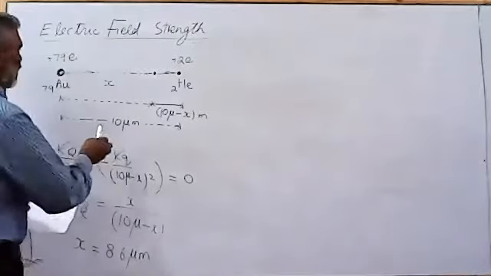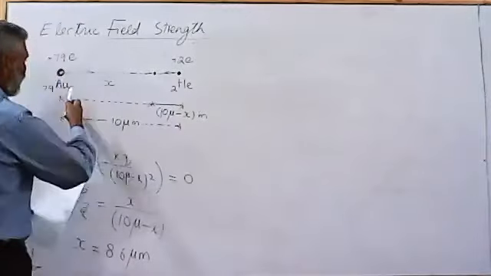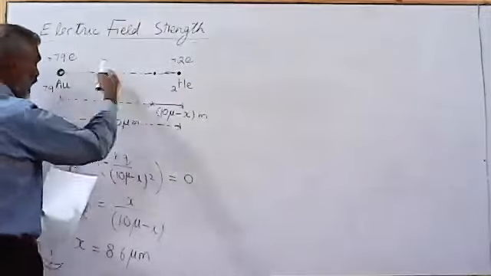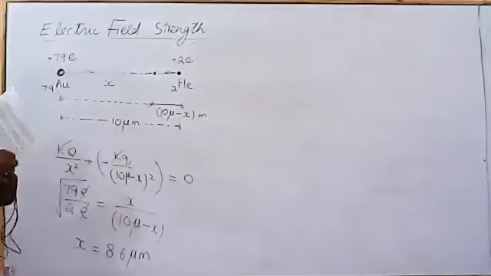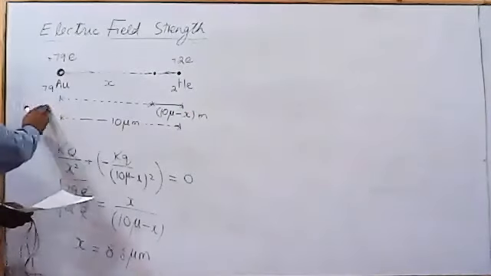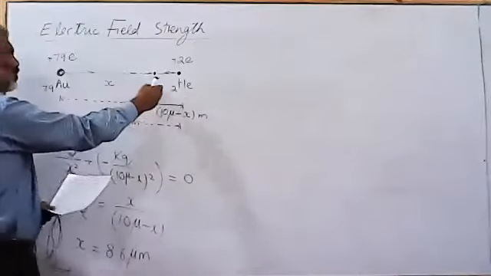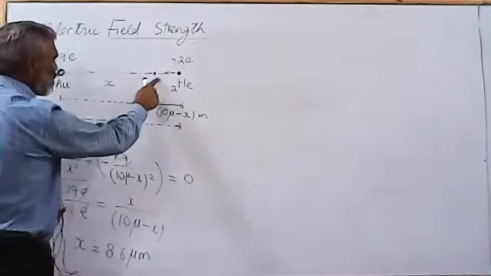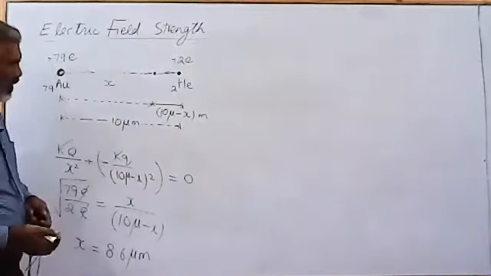That means that if the total distance is 10 micrometer, at a very large distance from this gold nucleus, 8.6 is very close to this small charge. And that makes sense because the electric field strength of this is very large. So it is at a very large distance from it that the two fields become equal and opposite and cancel each other. So at 8.6 micrometer from this gold nucleus, the two become equal and cancel.